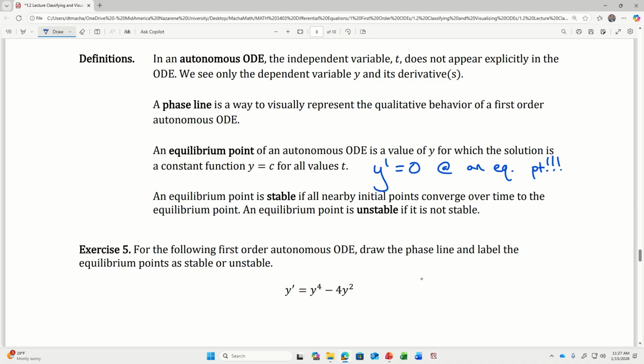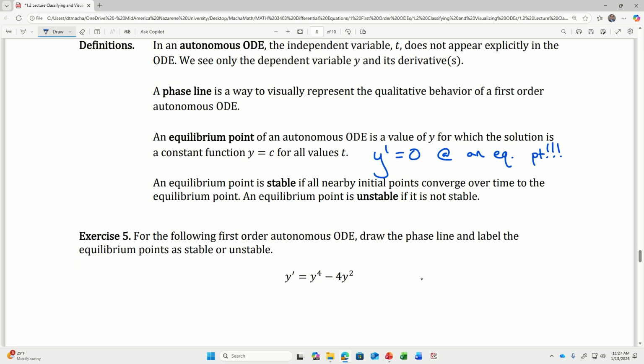An equilibrium point is called stable if all nearby initial points converge over time to the equilibrium point, but we say an equilibrium point is unstable if you can find a point nearby that diverges over time away from that equilibrium point.